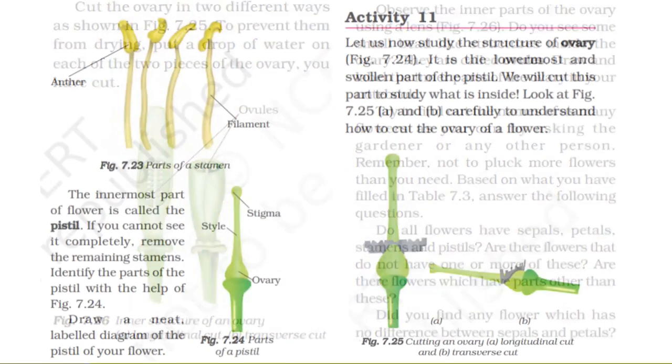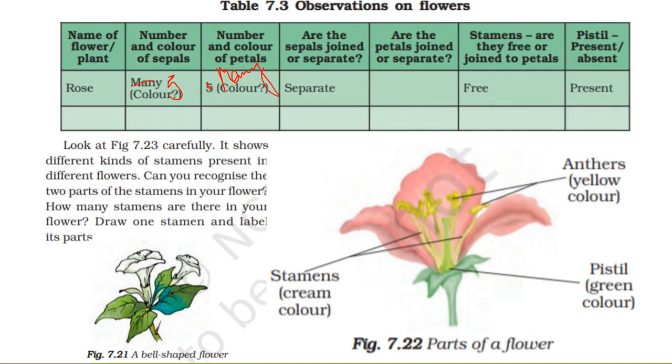Okay, if you find any doubt in the chapter, you can ask me. Make a diagram of the parts of a flower in your notebook. Carefully label each and every part and try to understand each function.